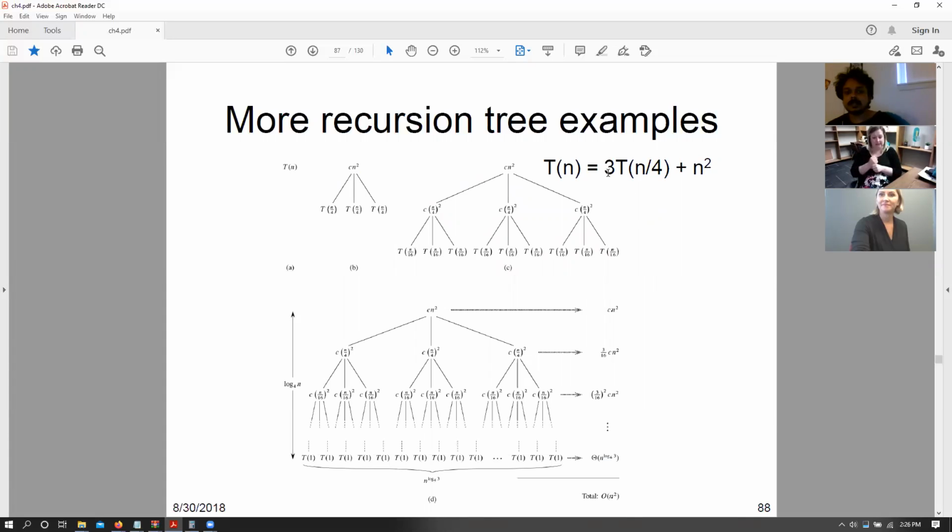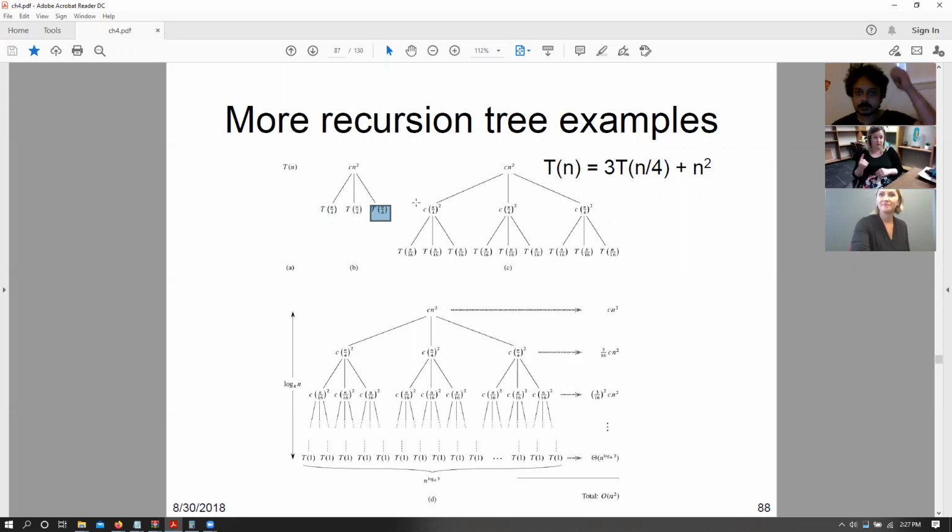Now comes another example, where every time we are dividing our problem into quarters, and we are only bothered with 3 of those parts. And combining those quarters requires n squared time complexity. So initially we have Cn squared as our first time complexity. Then we have T(n by 4), T(n by 4), and T(n by 4). So 3 T(n by 4) are being called for our first recursion call.